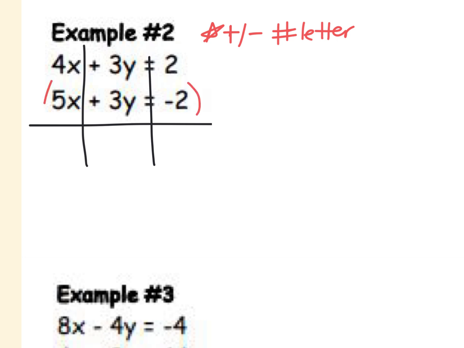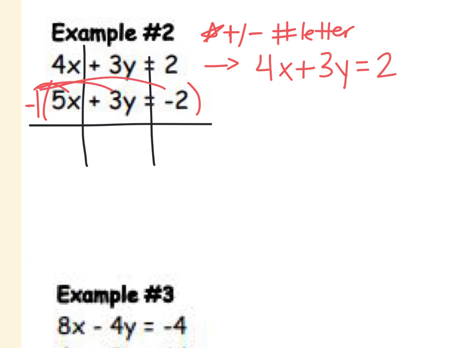Okay. So if we multiply this bottom, we're going to need to rewrite. Don't try to squish all of this together because then you can't see what you're doing. So we're going to rewrite. And you have plenty of room on your paper. 4x plus 3y equals 2. But now when we rewrite, we have to distribute this -1. -1 times 5x is a -5x. -1 times 3y is a -3y. And -1 times a -2 is a +2.